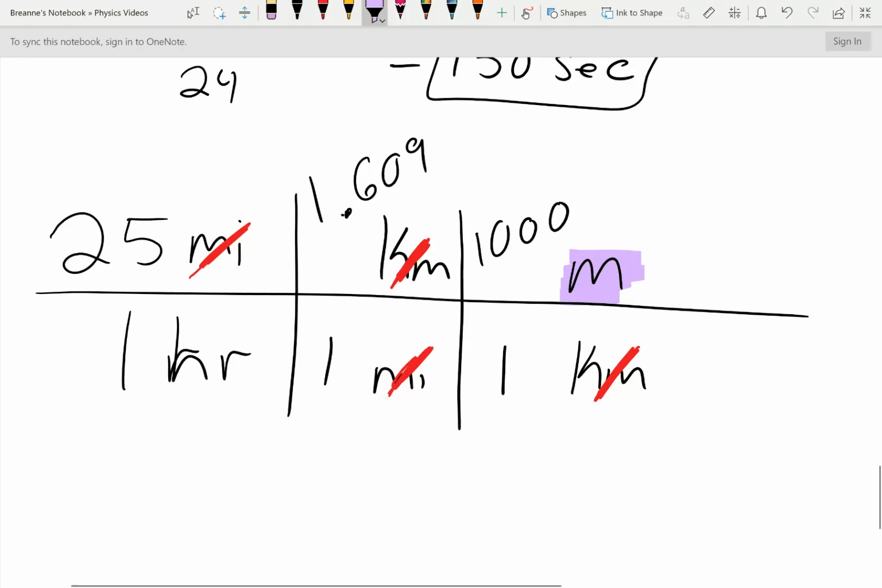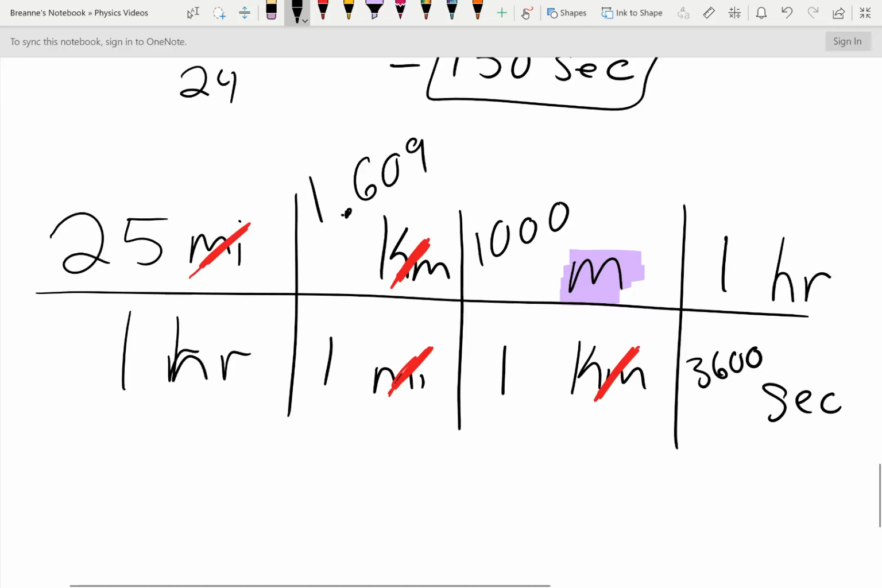But we want meters. That's what we want. But we still have hours. So hours is on the bottom. We don't want hours. So to cancel it out, it has to go on top. And again, we want seconds. So for 1 hour, there's 3,600 seconds. Hour on bottom, hour on top, so it cancels. And we wanted seconds.